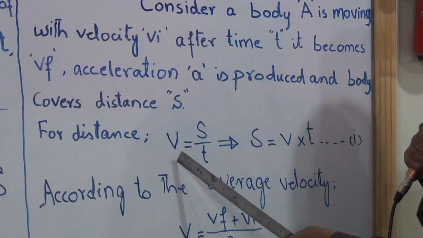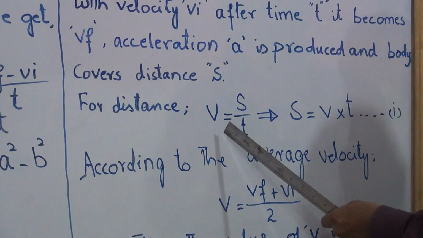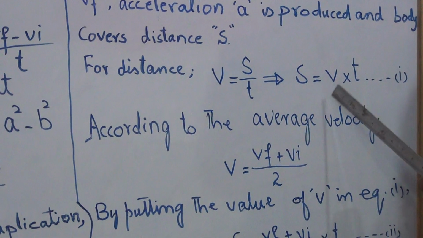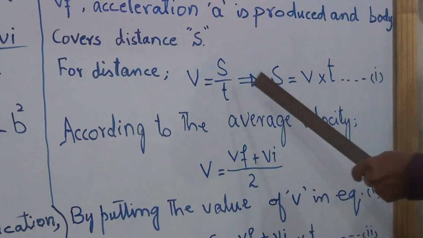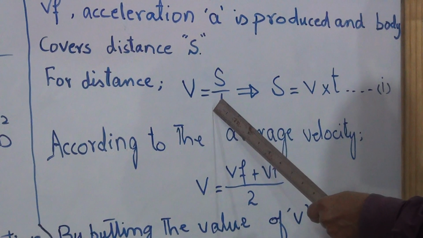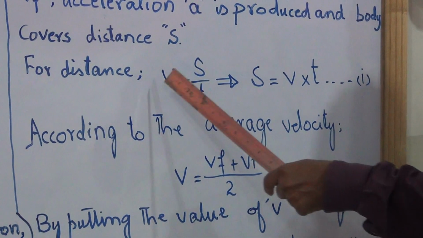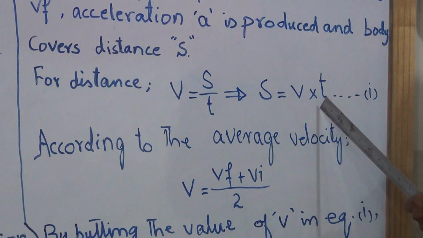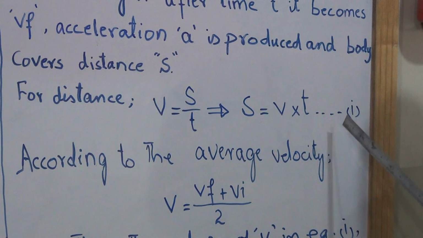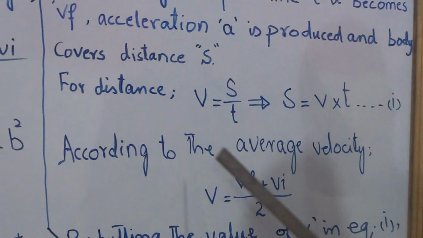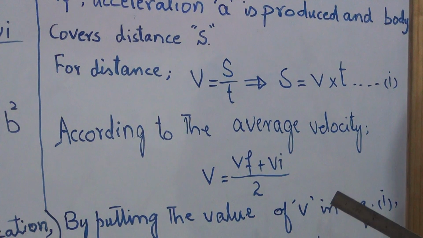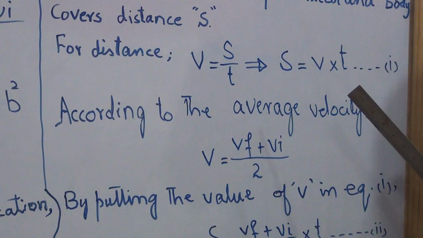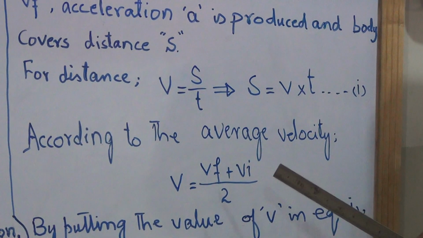With this equation, you have read it in velocity. V is equal to s upon t. Then s is equal to V multiply t. T is in the denominator. When you cross it, it will become numerator. So s is equal to V multiply t. We name it equation 1. Now according to the average velocity, you have studied, and I have told you to learn these equations. This equation, you have to learn it.